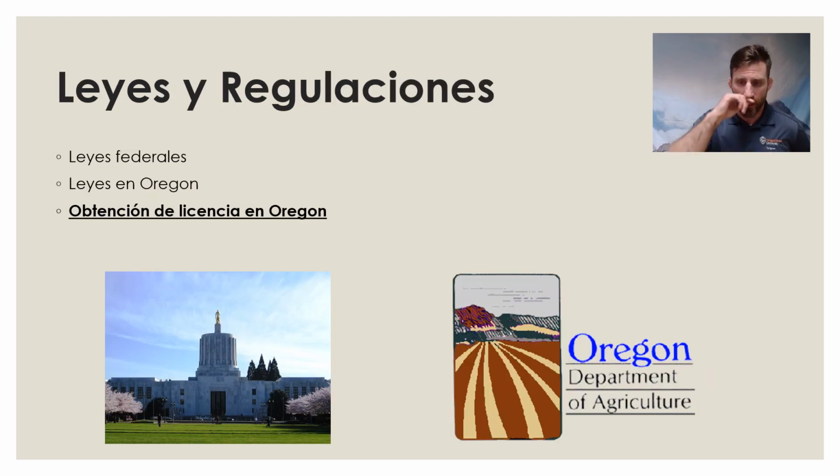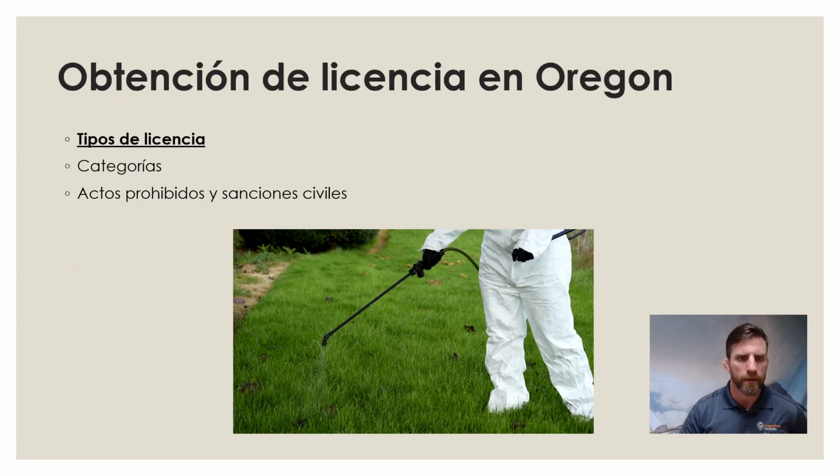All right, so finally, we're going to wrap things up with a couple slides on Oregon licensing. Okay, so in terms of Oregon licensing, the things we'll cover are the various license types that are available in the state of Oregon, which I feel relate closely to turf and ornamental applications. We'll talk about the different categories within turf and ornamental, and we'll conclude things with prohibited acts and civil penalties associated with pesticide applications in the state of Oregon. So let's talk about license types.